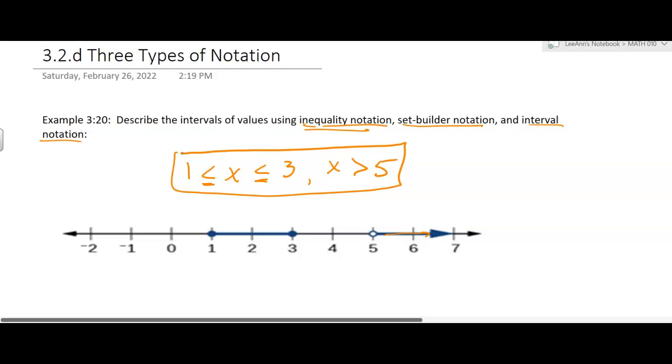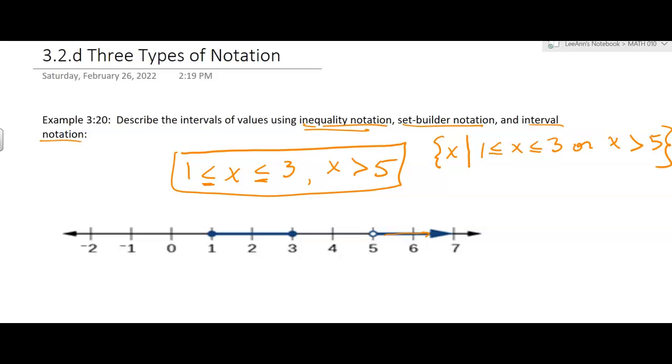inequality notation. Set builder notation is very similar to inequality notation. We're saying we want the set of x, and then we draw a line such that, and that line, just a straight vertical line, is read such that. So we want all the x's such that x is between 1 and 3, greater than or equal to 1 and less than or equal to 3, or, I guess I should put or. Need the word or in there. Oops. Or x is greater than 5. That's how we could write it in set notation.